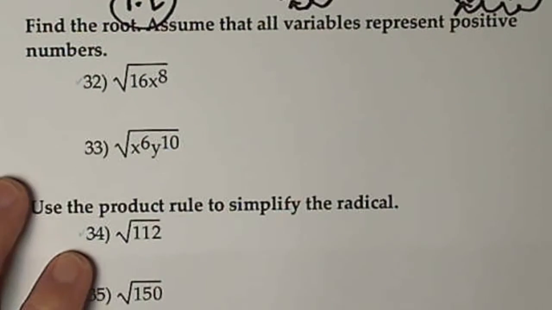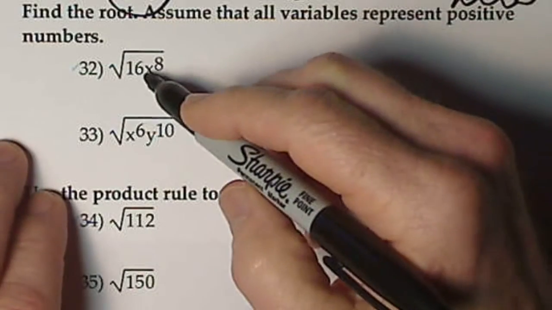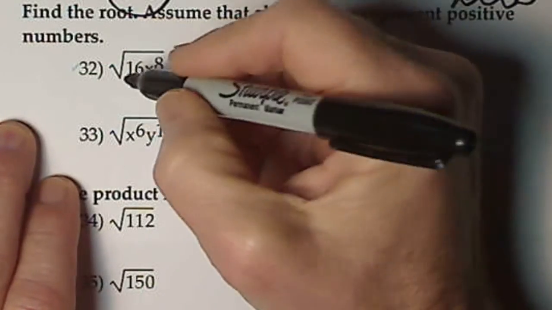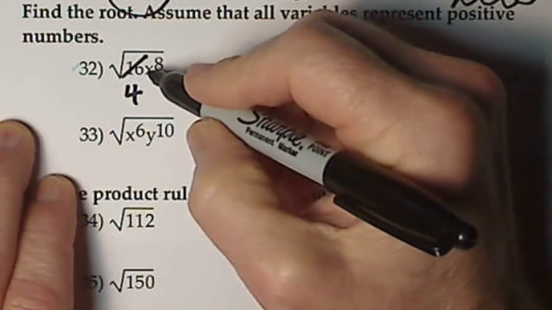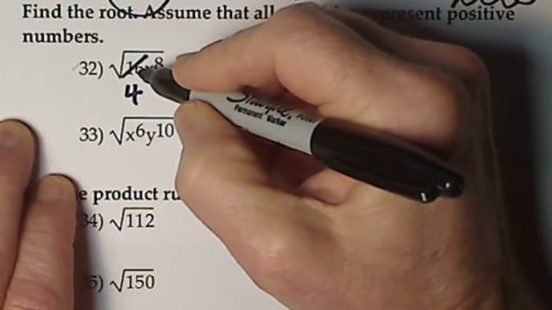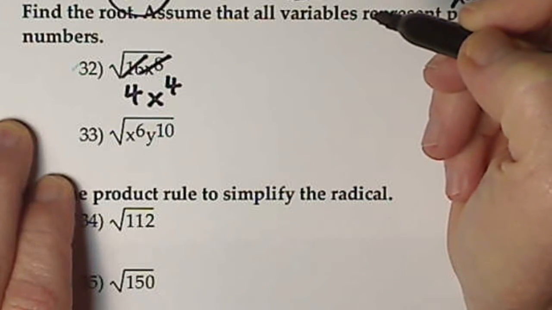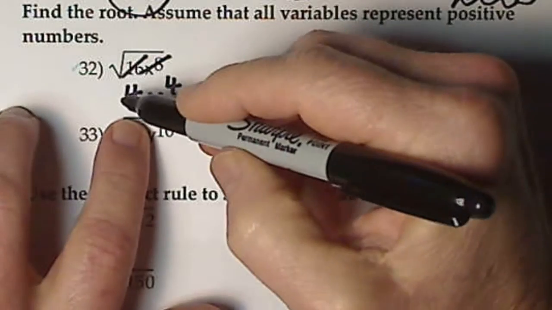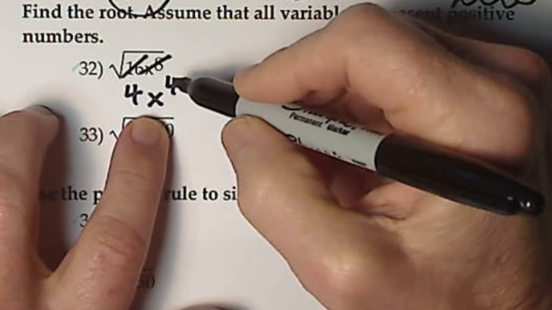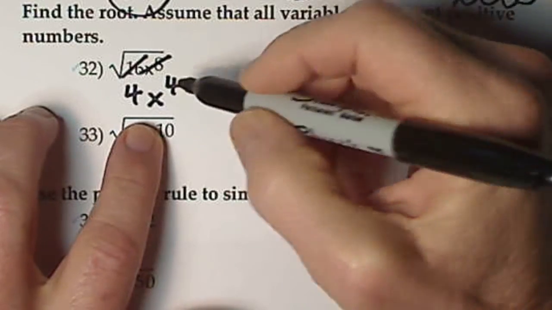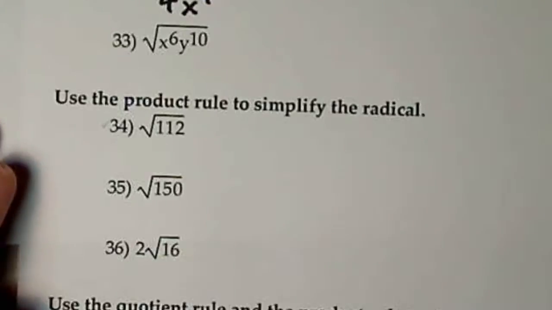Taking a look at number 32 here. 16 is a perfect square and x to the 8th is a perfect square. The square root of 16 is 4. The square root of x to the 8th is x to the 4th. And you can check that because 4 times 4 gives you 16. X to the 4th times x to the 4th: when you multiply, you add exponents. That would give you x to the 8th. Okay? Then we'll look at number 34.